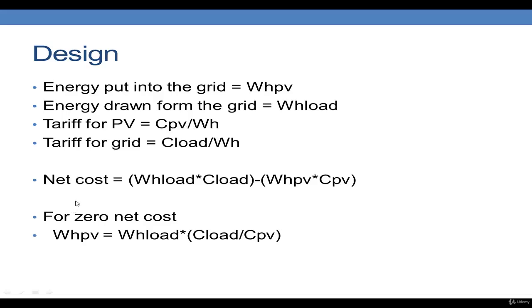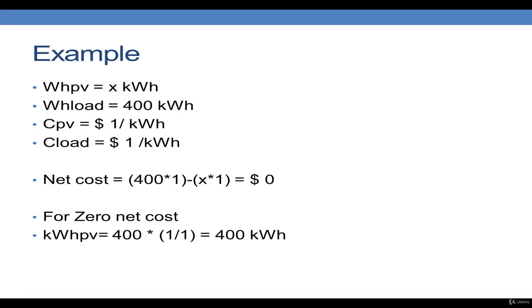So in order for the net cost to be zero, the energy which is to be provided by the PV system should be equivalent to this particular equation. For the net cost to be zero, that is, we do not pay anything to the utility in this case. So the amount of energy that is required to be generated is given by WHPV.